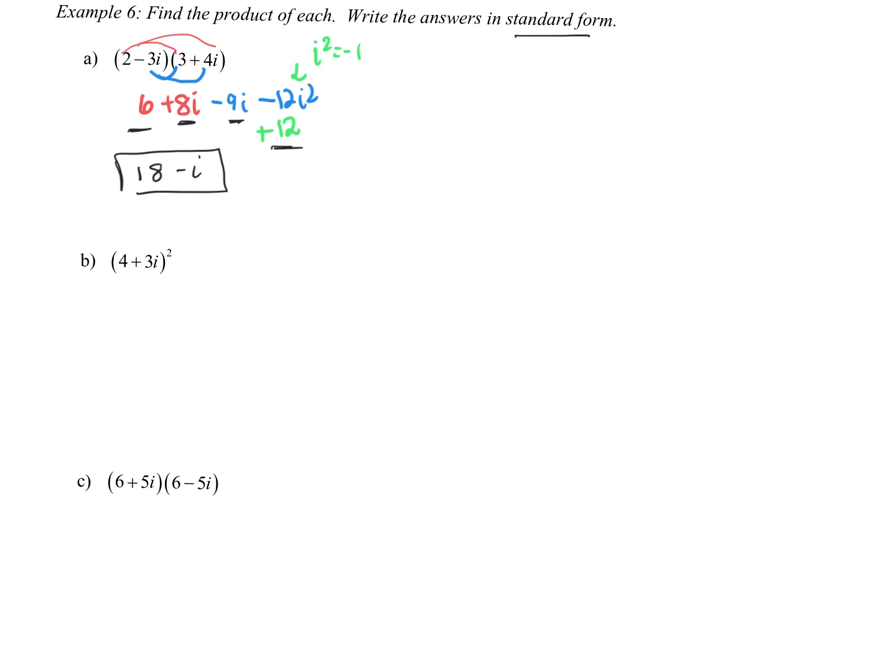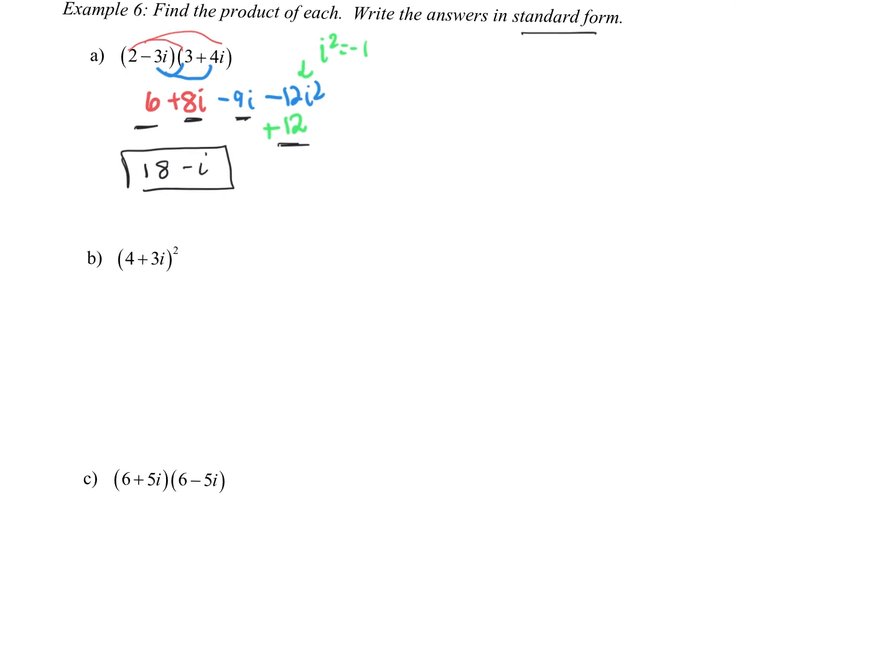Letter B says 4 plus 3i squared, so I have to do 4 plus 3i, FOIL with itself, 4 plus 3i. And then when you FOIL, you get 16 plus 12i plus 12i plus 9i squared. i squared is negative 1, so this last piece becomes a minus 9. 16 minus 9 is 7, plus 12 and 12 make 24i.